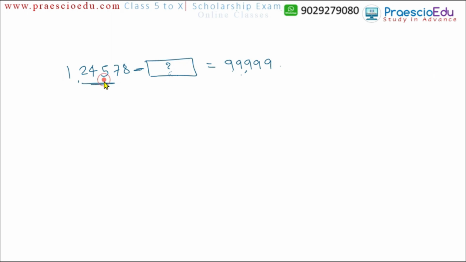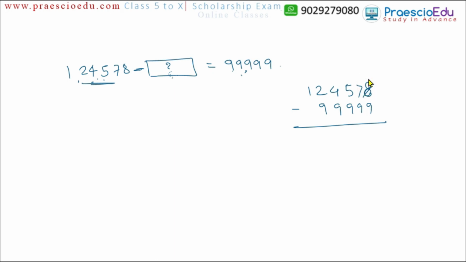Okay, because from this number something is deducted, or we can say subtracted, then we are getting this one. So we will deduct 99,999 from this number, okay, so we will get this one. Okay, 124578 minus 99,999. So if we do this subtraction, we will get this number.